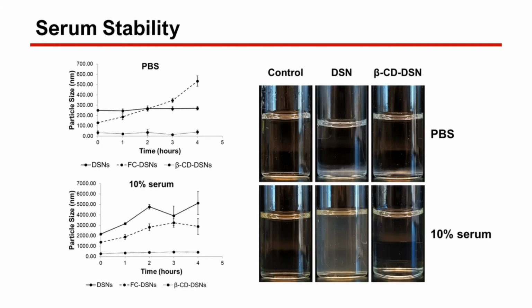Physiological stability of the peptides and their nanoparticles was also studied in both PBS at a pH of 7.4 as well as a solution of 10% serum proteins. It was found that DSNs as well as Fc DSNs were very physiologically unstable. They were found to aggregate in both PBS as well as in 10% serum solution. The beta-CD DSNs, on the other hand, were found to have much greater serum stability.